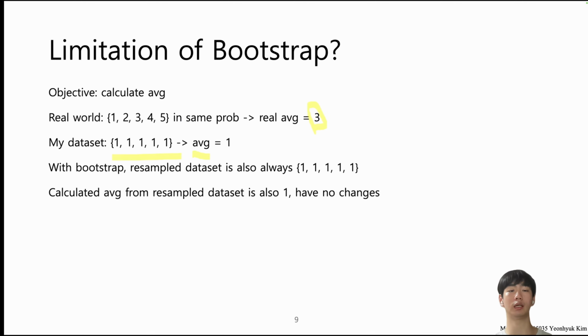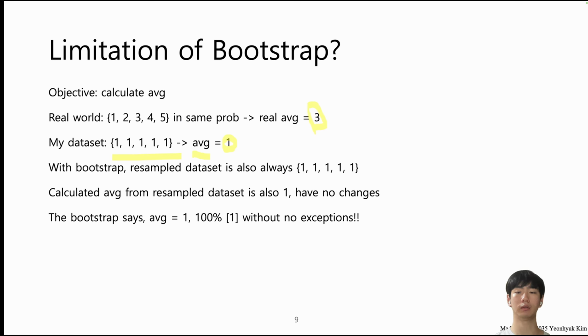To check if we can trust the estimated average 1, we use the Bootstrap and resample the dataset. But the original dataset has only the value 1, so the resampled dataset also always has 1. The calculated average from the resampled dataset is also 1, and it does not change, even if we resample multiple times. In result, the Bootstrap says, according to your dataset, the average is 1, and even if we resample the dataset 10,000 times, the calculated average does not change, so we can trust the value.